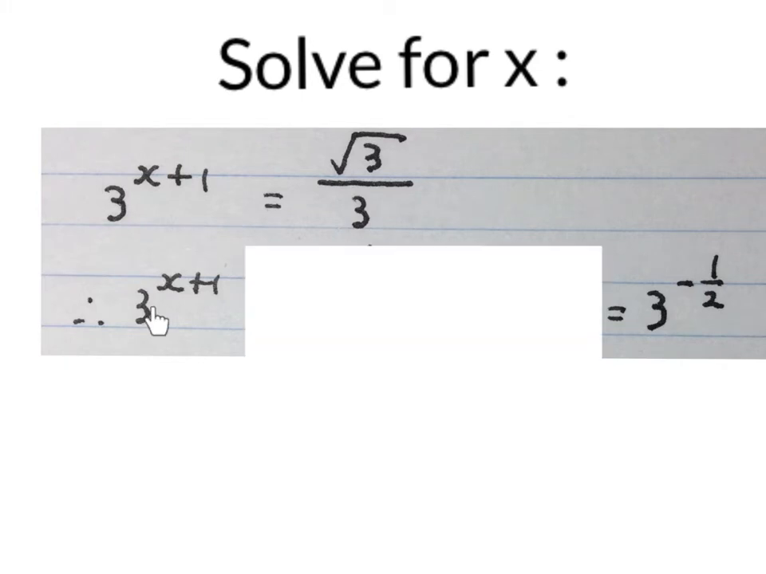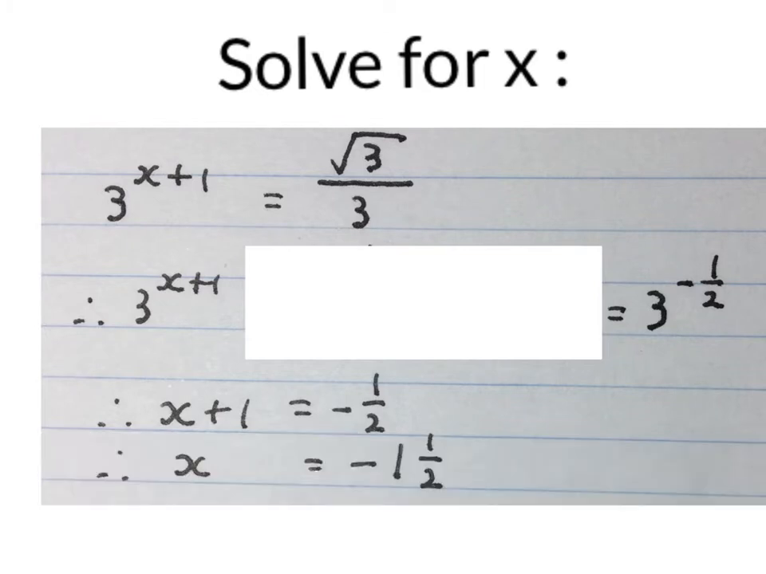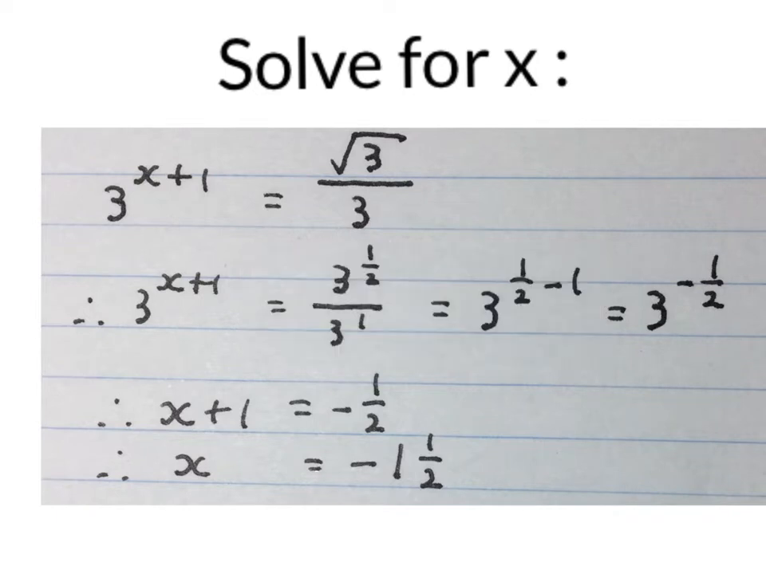Then we have 3 to the power of x plus 1 equals 3 to the power of minus a half. Because my bases are the same, I can drop them. We write x plus 1 equals minus a half. We minus 1 on both sides and we get x equals minus 1.5. Please stop the video and get your head around this one.